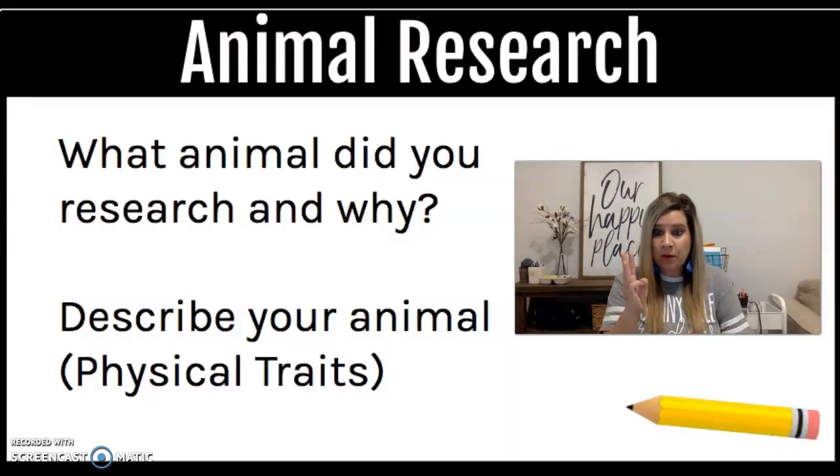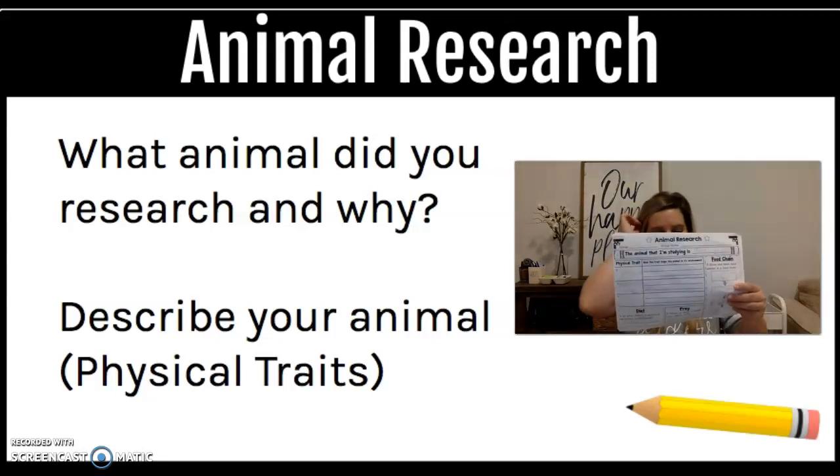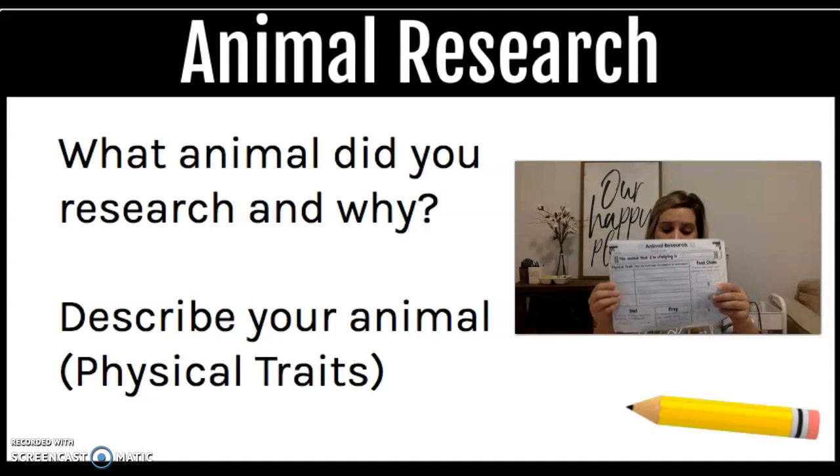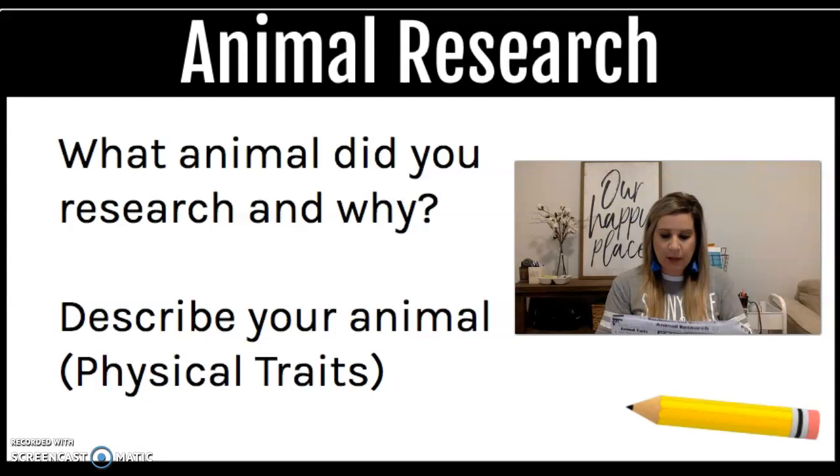This is our third week of at-home learning, and this week we are going to finish up our animal research project. Last week you guys completed the animal research form where you took some time, went through the week and answered as many questions, filled out as much information as you could about the animal that you picked to research.